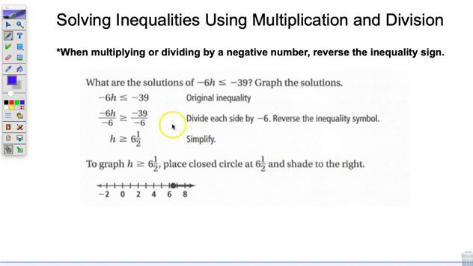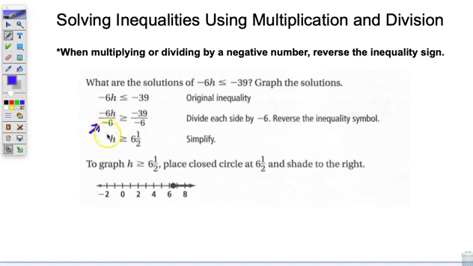What are the solutions of negative 6h less than or equal to negative 39? This is the original problem. We need to start by undoing this multiplication. Instead of multiplying by negative 6, we're going to do the inverse and divide by negative 6. As soon as you see that we are dividing by that negative number, we must follow the rule of reversing the inequality sign. So you can see that instead of less than or equal to, now it becomes greater than or equal to. So then go ahead and do the division.